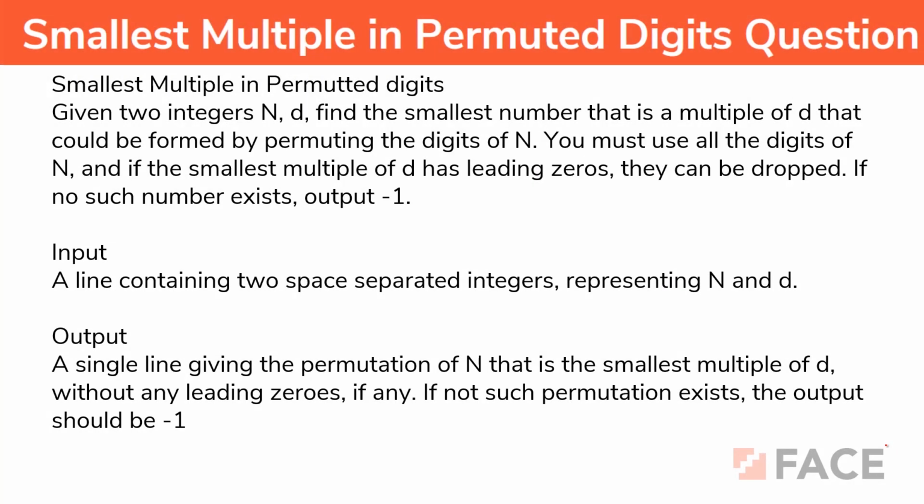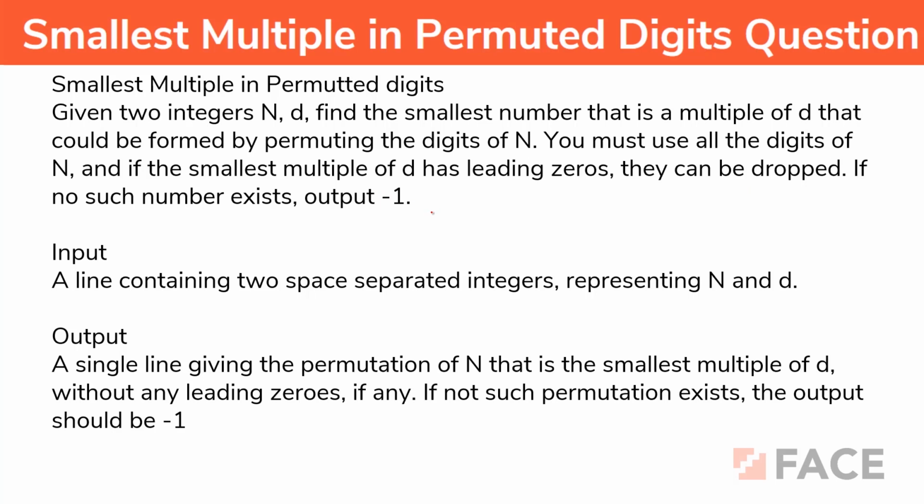Hello everyone. In this video, let's discuss the smallest multiple in permuted digits. Let's go for the problem statement. Given two integers n and d, find the smallest number that is a multiple of d that could be formed by permuting the digits of n. You must use all the digits of n, and if the smallest multiple of d has leading zeros, they can be dropped. If no such number exists, output -1.